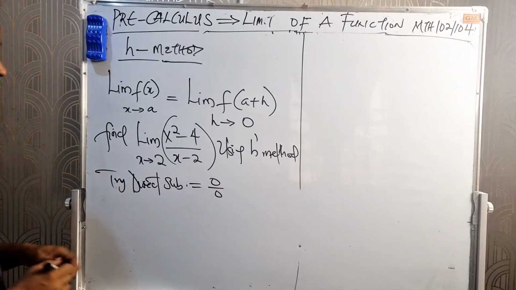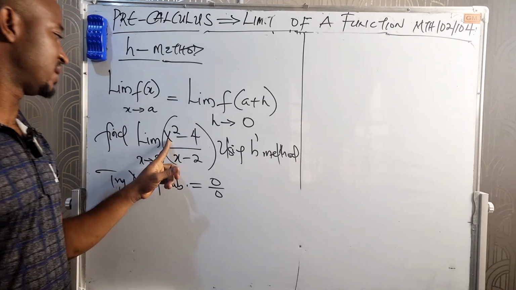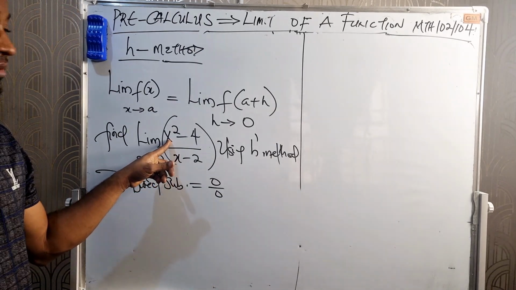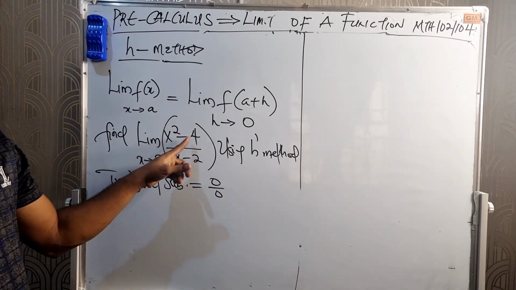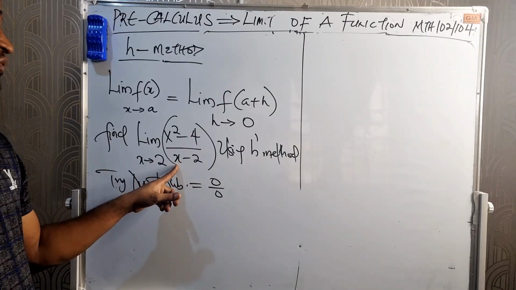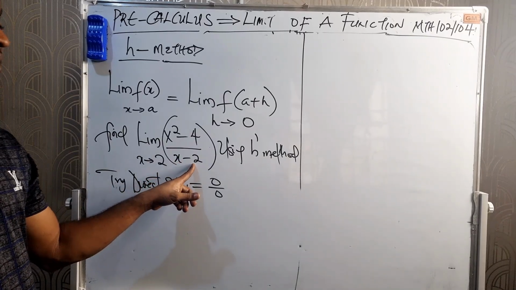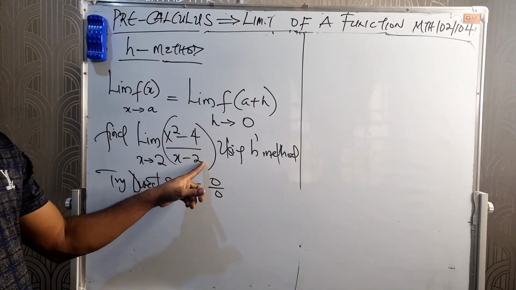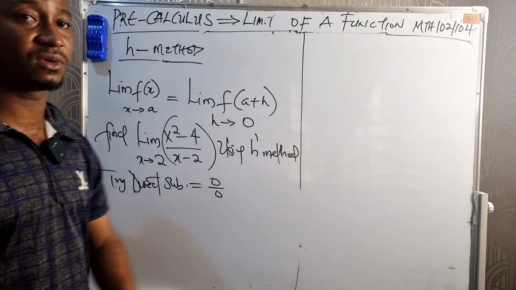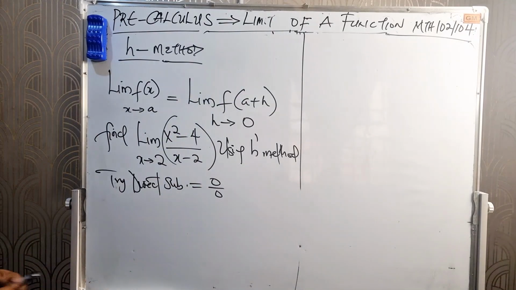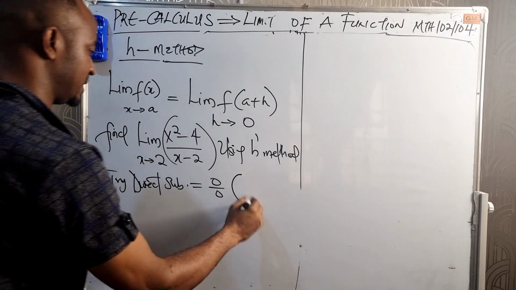Of course, by direct substitution, when you put your x here as 2, 2 squared is 4. What's 4 minus 4? 0. When you put the value of x here as 2, 2 minus 2 is 0. So here becomes 0 over 0. Are you there? So we have an indeterminate answer or undefined answer.